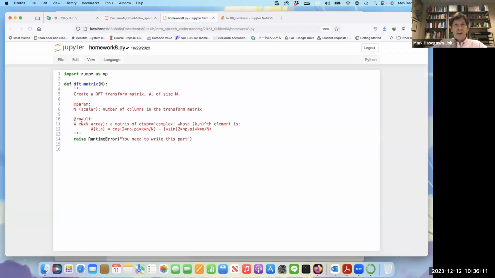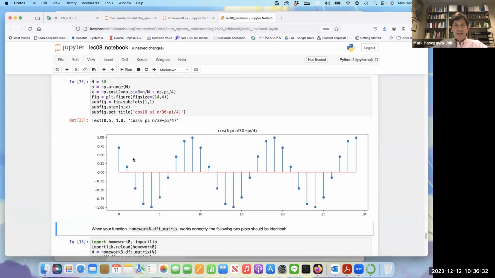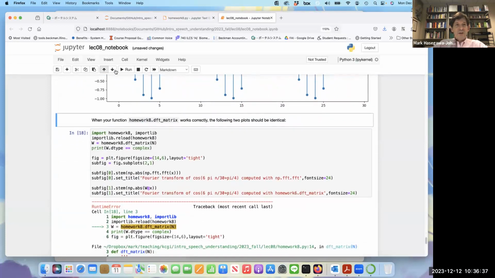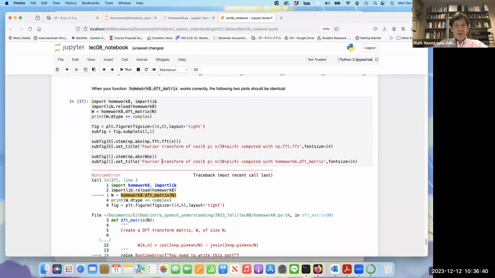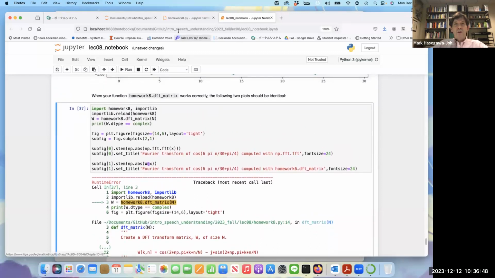Here's homework 8.py. And let's see if I try to run it here. So here I'll create a little x signal, which is cosine of 2 pi times 3 little n over capital N with a phase shift of pi over 4. And if I plot that signal, you see that it's not quite a cosine and not quite a sine. If I try to run the DFT matrix function, first of all, I'm going to get an error because I haven't implemented it. You see we have the runtime error. You need to write this part. So let's go back to the homework and write that part.